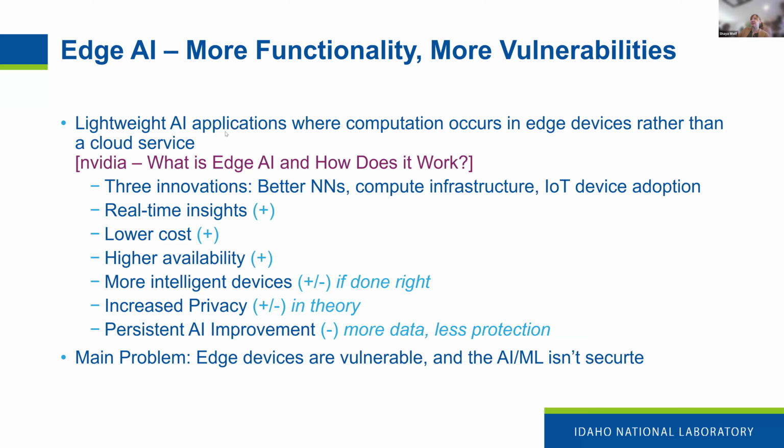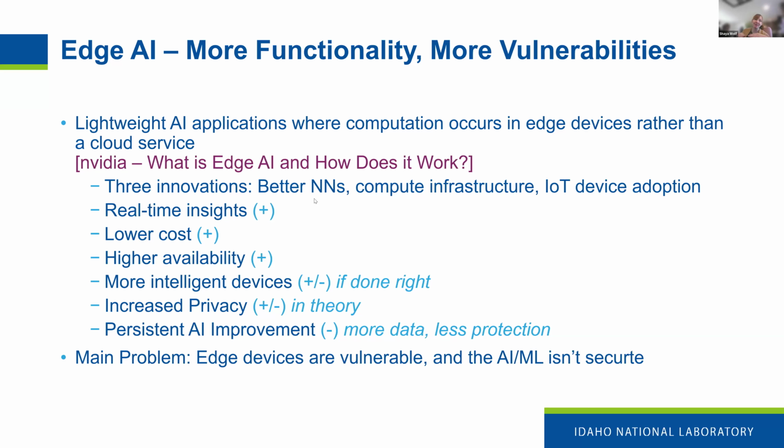So we put on here some of the pluses and minuses that they list. They list them all as proponents. Some of them maybe I personally disagree with, but this really comes around because we have better neural networks, better compute infrastructure, and a lot more IoT device adoption, especially in IIoT, building technology, stuff like that, which makes it a perfect fit for the zero trust work that we're doing. So the first three, yeah, totally agree: real-time insights, lower cost, and higher availability.